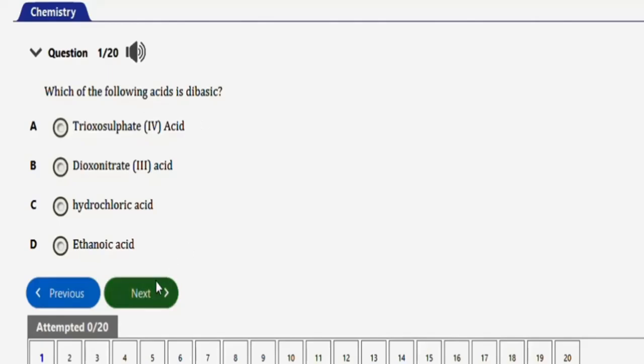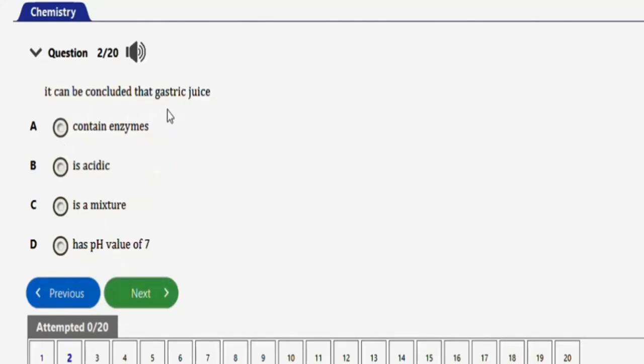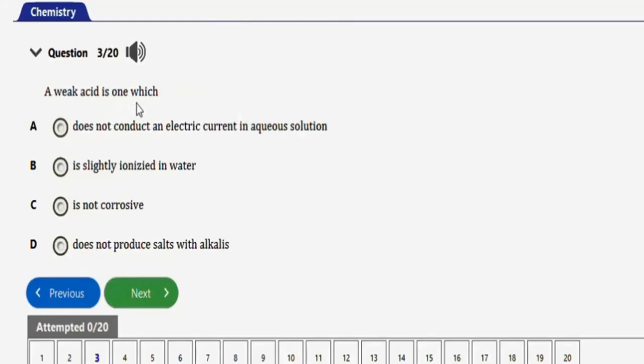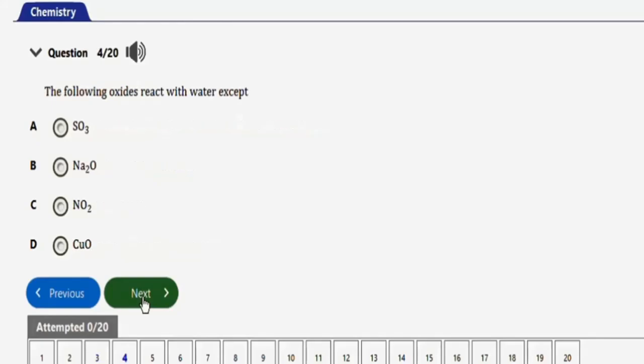The next question will be this one. It says it can be concluded that gastric juice is acidic. So option B. Next question will be this one. It says a weak acid is one which does not conduct an electric current nor is slightly ionized in water. Yes, option B. The next question will be this one. So weak acids don't ionize completely in water. The following oxides react with water except, so the right option would be option D, copper oxide. Okay, so copper oxide does not react with water.